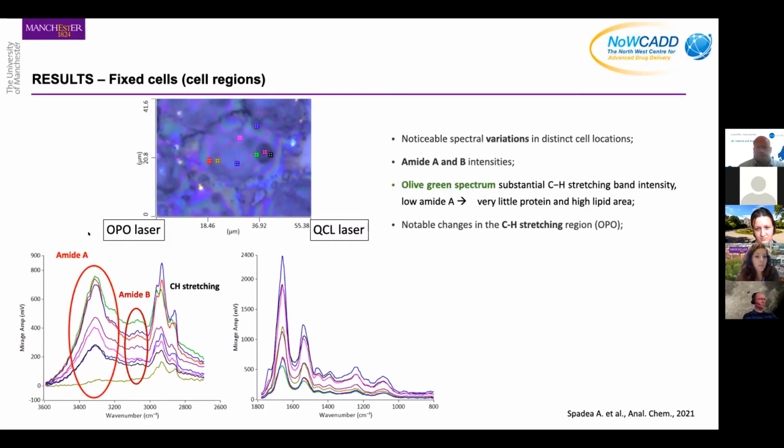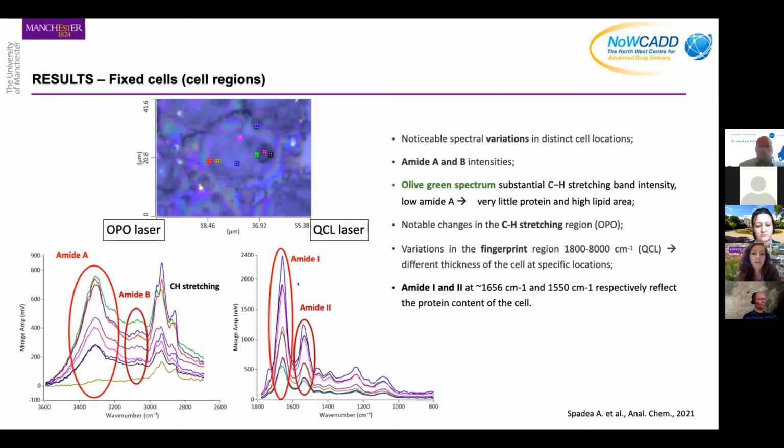To start with the OPO laser, we can clearly identify amide A and amide B bands, which represent the protein content of the cell, and then of course the CH stretching region, which represents the lipid content. Then with the QCL laser, the dominant peak is the amide 1, followed by the amide 2, again representing the protein content. We have also a lipid peak at 1740, and other peaks at lower wave number that represent protein, lipids, and also nucleic acid content.